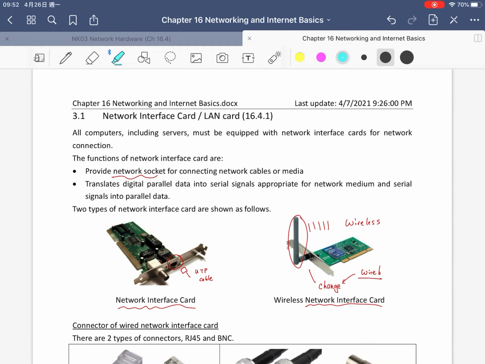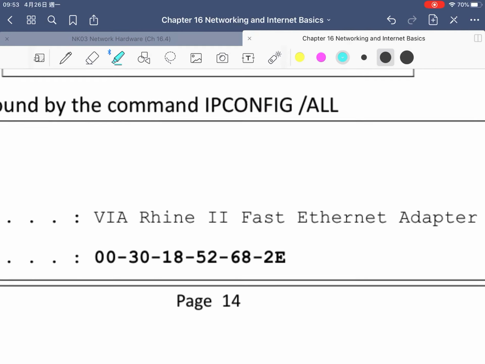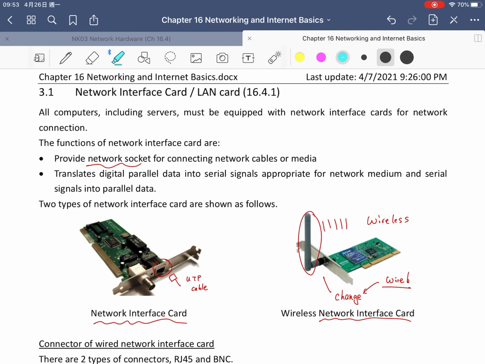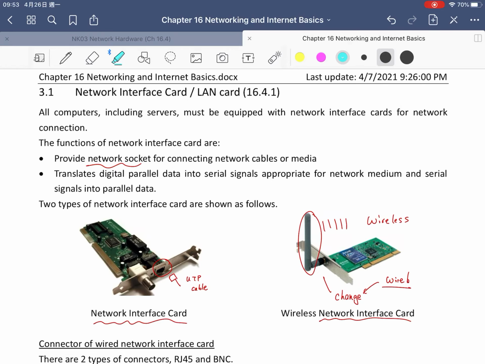Turn to your notes, page 14. The function, there are two major functions. One, the network interface card provides a network socket. It is a network socket for connecting the network cables or media. And then the second one is to translate digital parallel data.